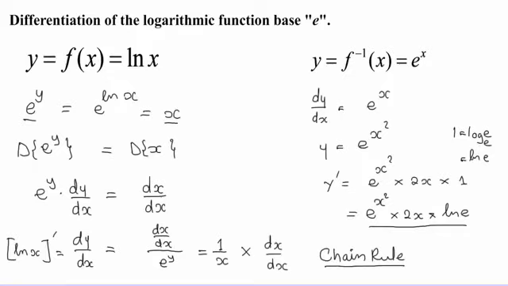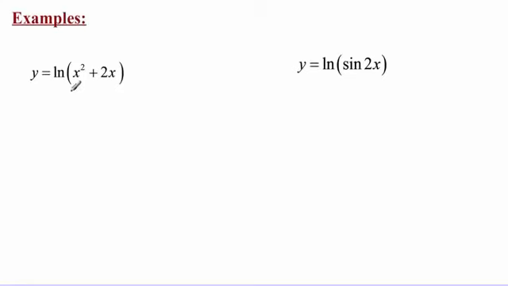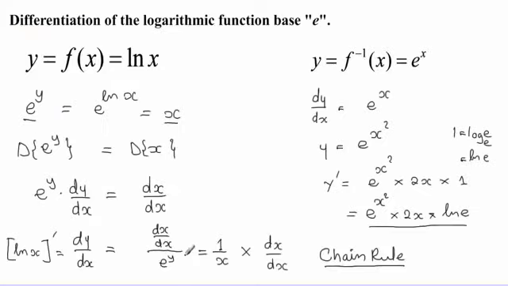So then let's look at an example. Here's an example. We've got ln of x squared plus 2x. If we go back to what we've seen here, what is said here is just: ln x, derivative 1 over the argument multiplied by the derivative of the argument.